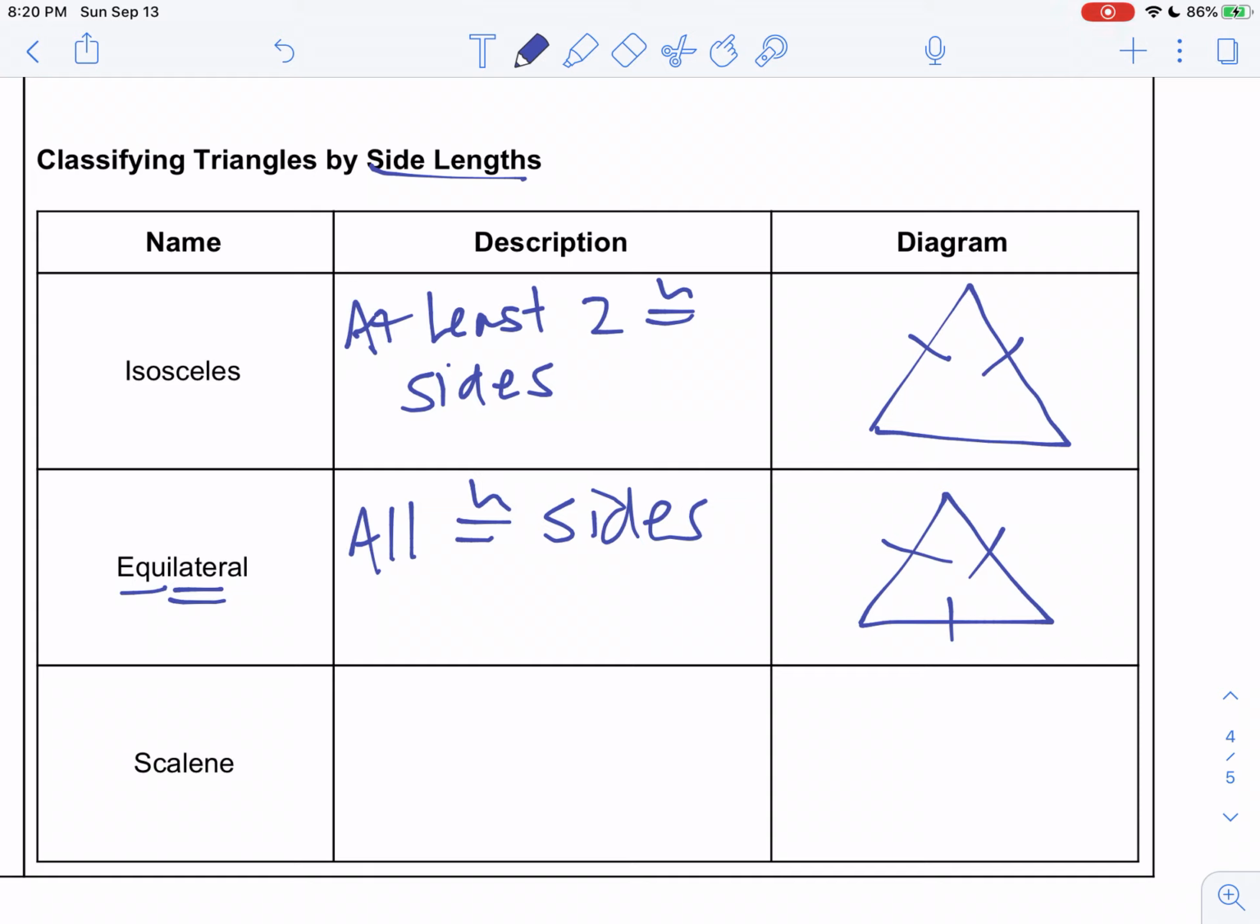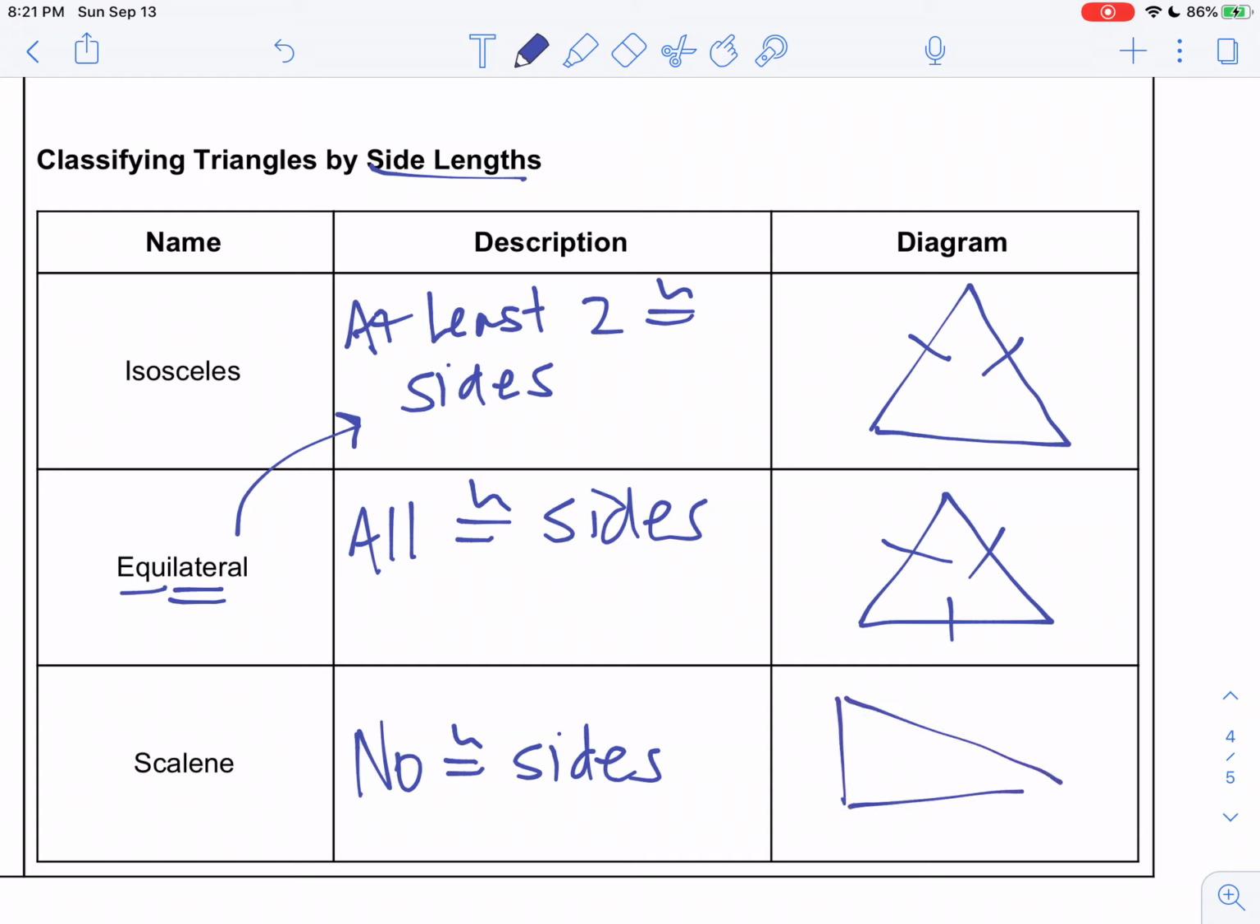So, thinking back, an equilateral triangle has all equal sides, an isosceles triangle has at least 2 equal sides, so anything that's equilateral is also isosceles. But it doesn't work in the opposite direction. An isosceles triangle doesn't necessarily mean it's equilateral. Last but not least, we have a scalene triangle, and there are no congruent sides in a scalene triangle. So one way that you might choose to draw this out is like this, showing that all 3 sides are unequal by doing 1, 2, and 3 tick marks on each to show that no 2 are the same length.